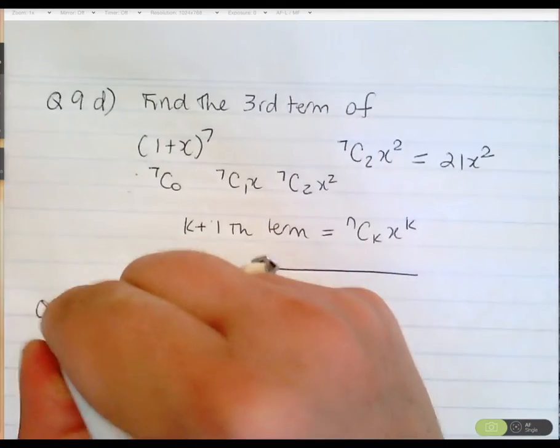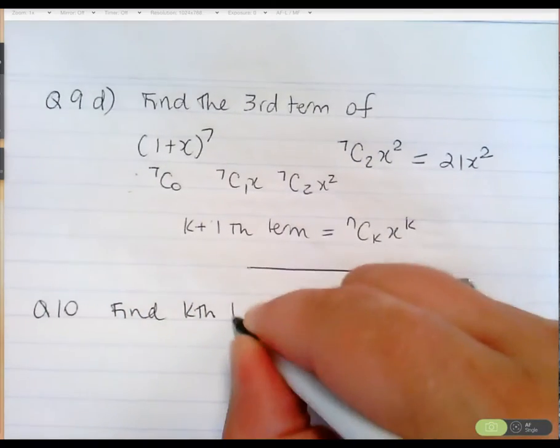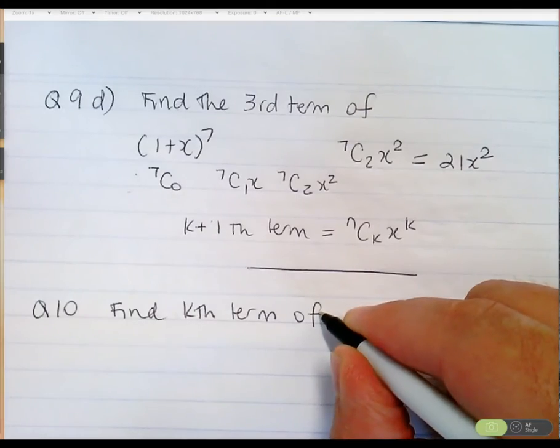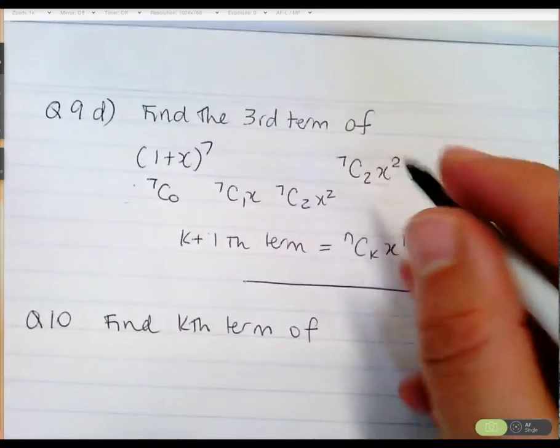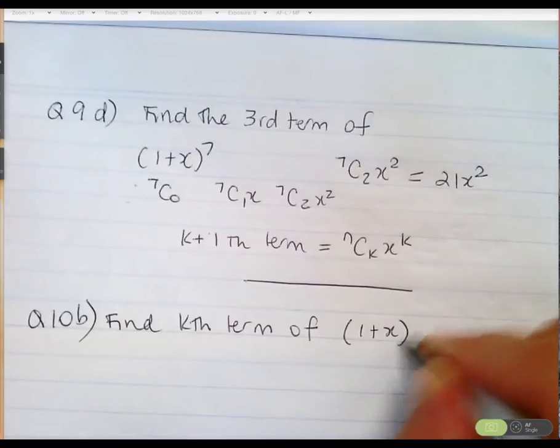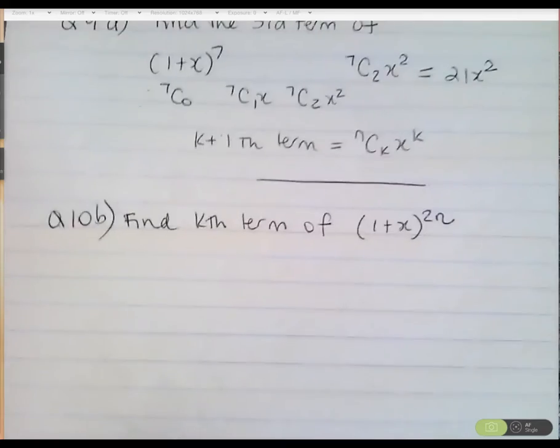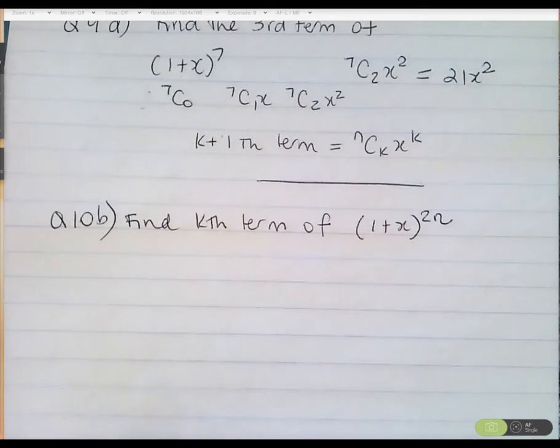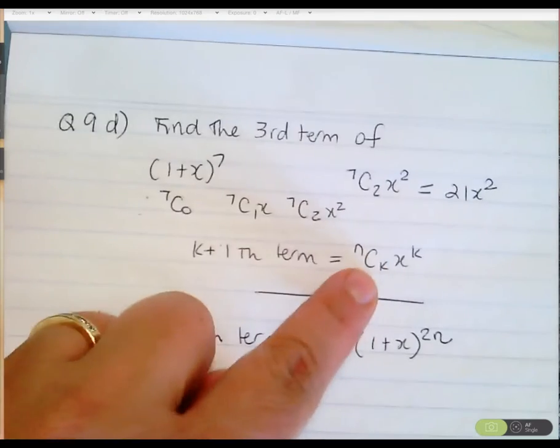Okay? And question 10, find the kth term of, question 10b. I think we're going to do a few of them. Find the kth term of this, 1 plus x to the 2n. Now this is a little bit tricky, so they finally throw in one slightly challenging question. Find the kth term of 1 plus x to the power of 2n. How does this thing get written out? Let's start writing it out. The kth term is going to have a power of what? The third term, girls, was an x squared.